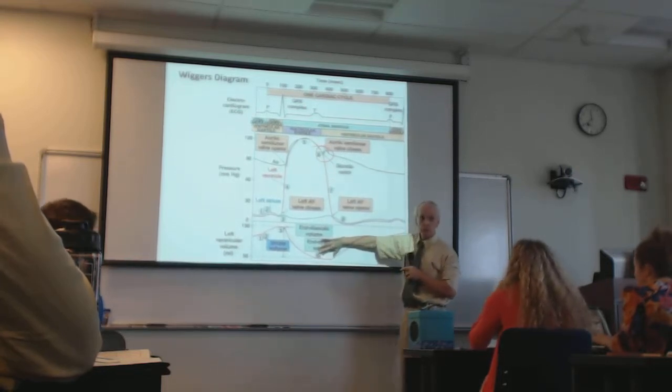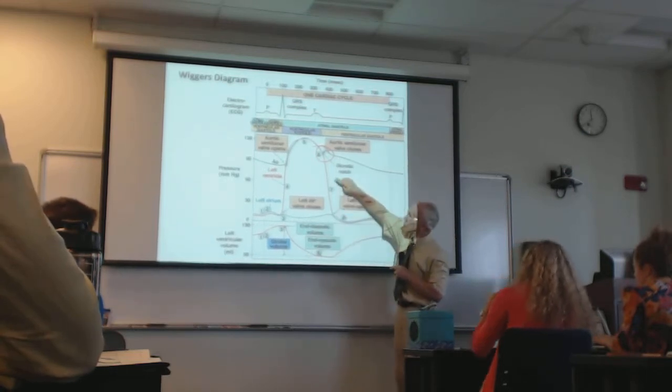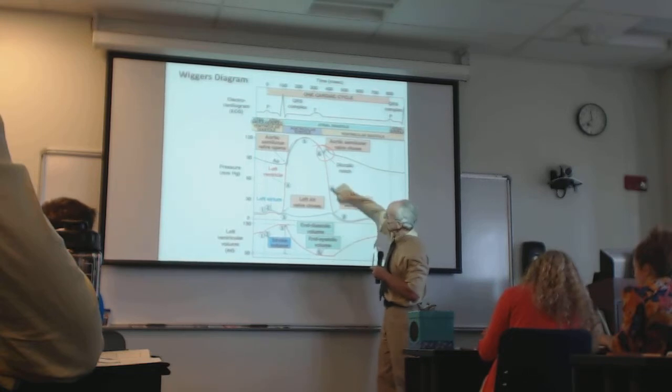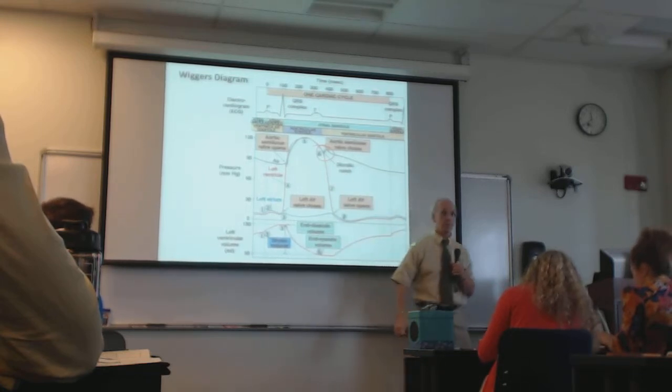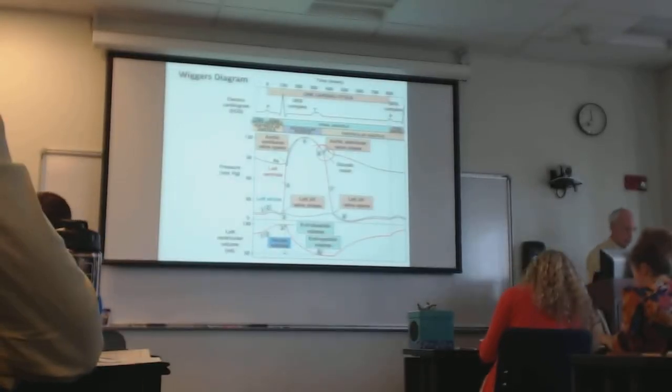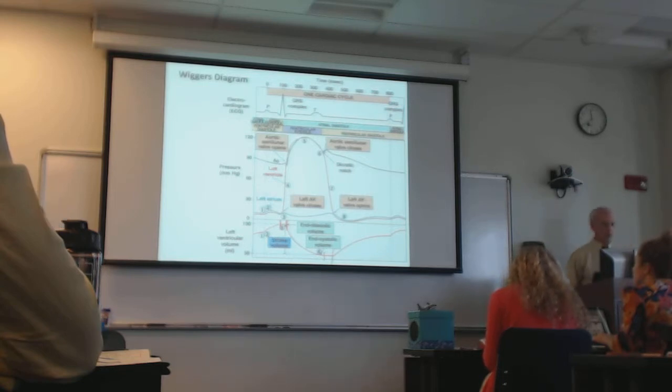What happens to ventricular volume? Does it change during that period? So what do we call this period right here? Isovolumic relaxation. Over here was isovolumic contraction. Isovolumic contraction in there, and then isovolumic relaxation over there.